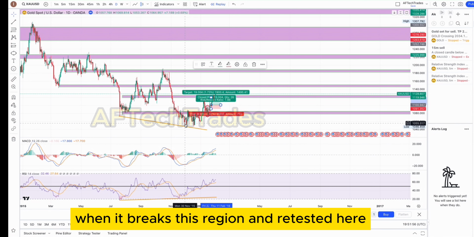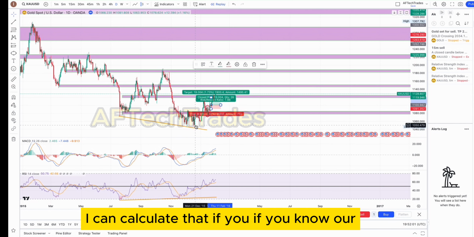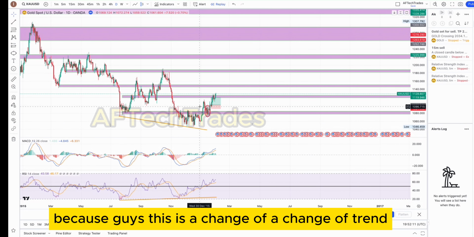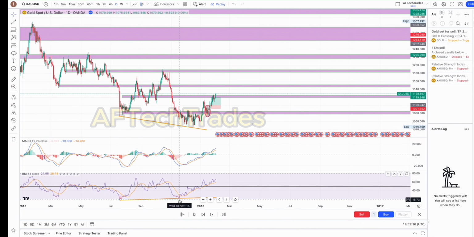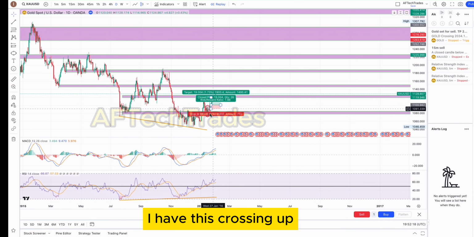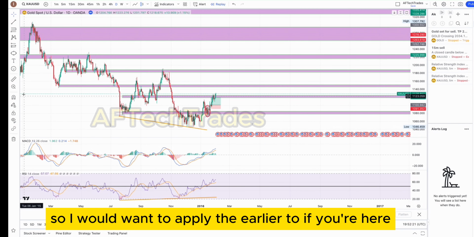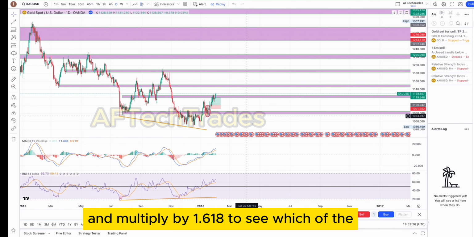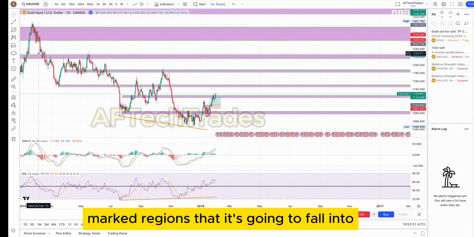When it breaks this region and retests here, it means that I can calculate, if you know our Elliott wave theory, because this is a change of trend. An indication of a change of trend. I have this crossing up. So I would want to apply the Elliott wave theory here, where I need to measure this distance and multiply it by 1.618 to see which of the marked regions it's going to fall into.